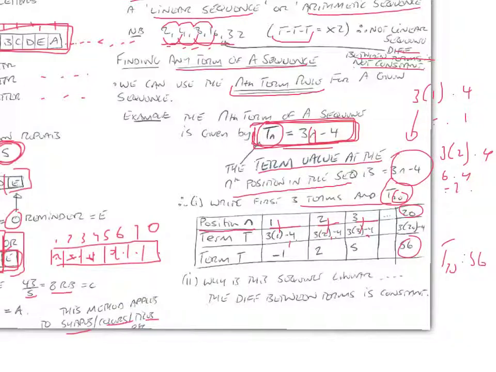So is the sequence linear? Yes, it is linear because the difference between the terms is constant. From minus 1 to 2 is 3. From 2 to 5 is 3, and that will remain constant all the way up. It is therefore a linear sequence.